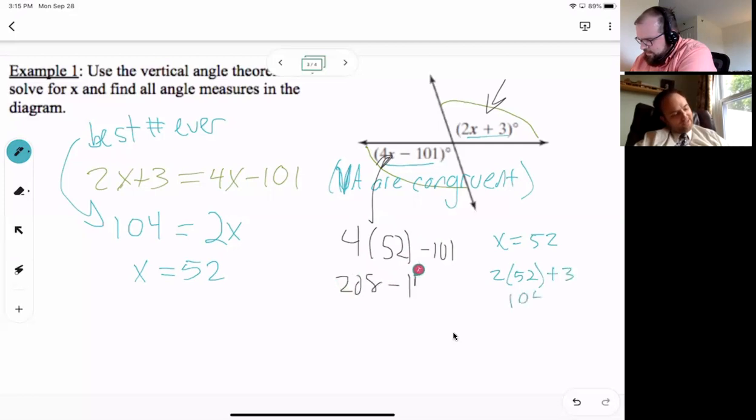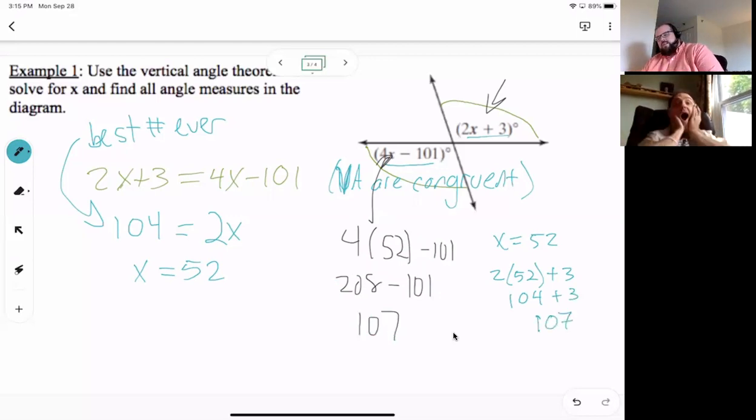Because there's 104. Took away my happiness. I know. I got 107. I got 107 too. Wait. Did we need to do both sides of this? If you want to make sure that you did the algebra correctly, then yes.